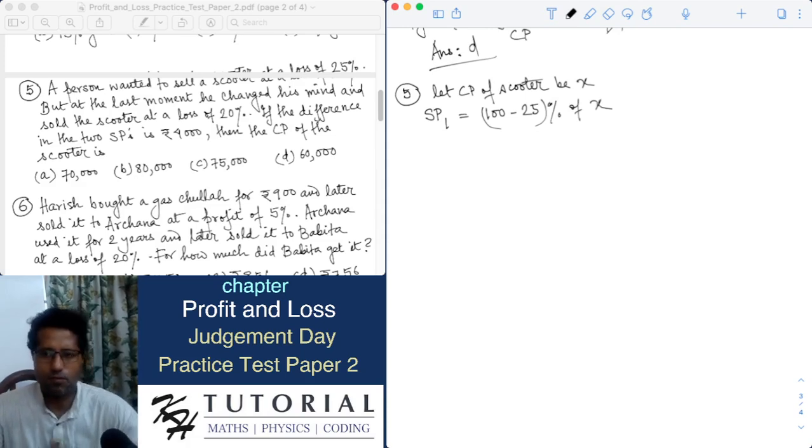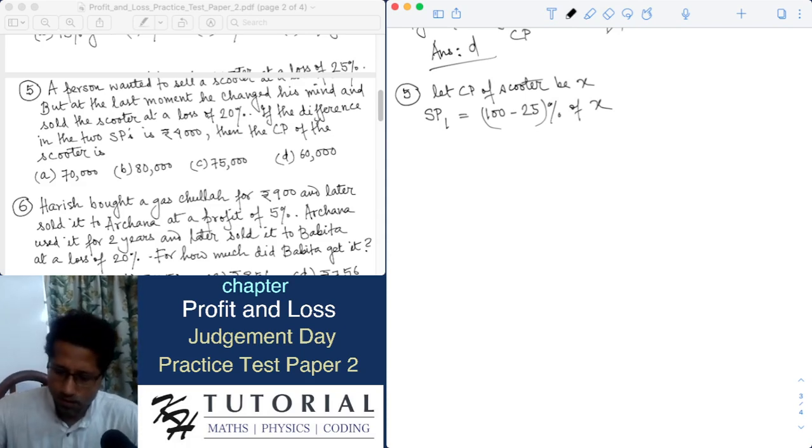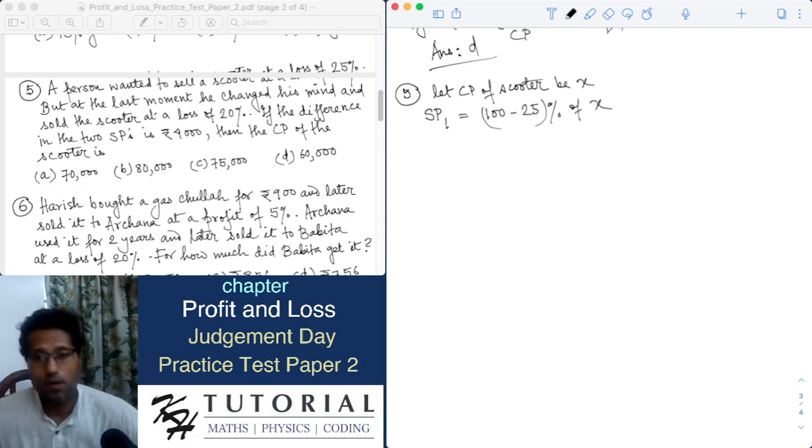We have assumed the cost price of the scooter to be X. So if the scooter is sold at a 25% loss, it means that the selling price will be 25% less than the cost price, which means 100 minus 25% of X. This is a concept of percentage. Your concept of percentage and ratio should be strong. Ratio and proportion should be strong.